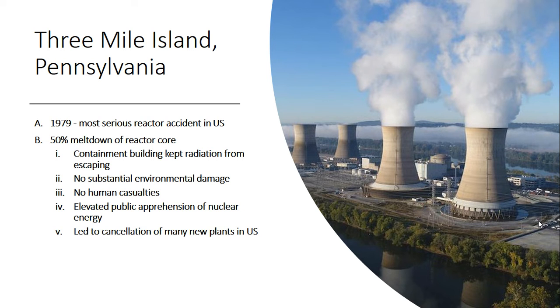Now, some nuclear accidents that I would like us to know is one that happened back in 1979. And actually, it's a part of the reason why we've started to see a big shift away from nuclear power in the United States. This was an accident that took place on Three Mile Island in Pennsylvania. They had about a 50% or so meltdown of their reactor core.